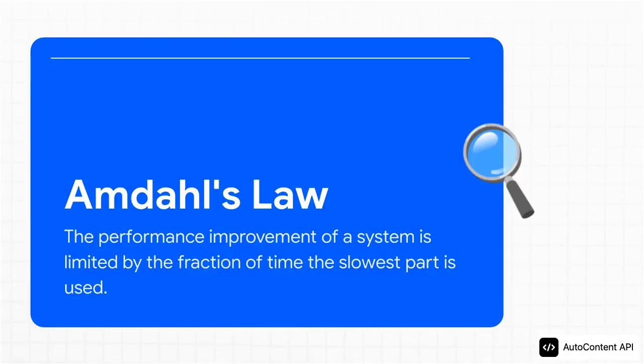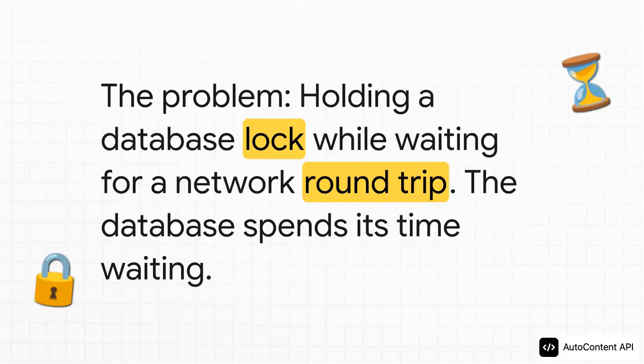And what it basically says is that your system as a whole can only ever be as fast as its slowest part. You could have a supercomputer for a processor, but if it spends all its time waiting for something slow, then the whole system is slow. It doesn't matter how fast the other parts are. And in our setup, that slow part is the network.